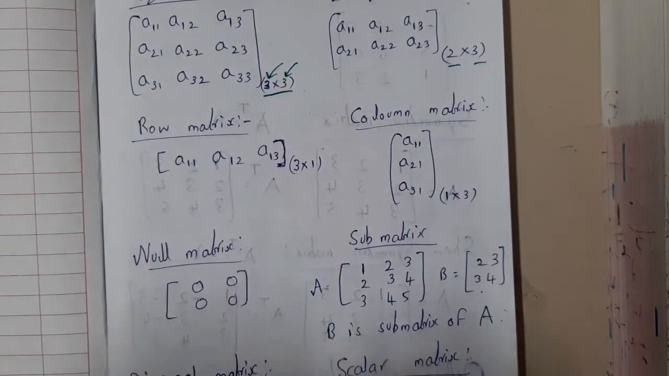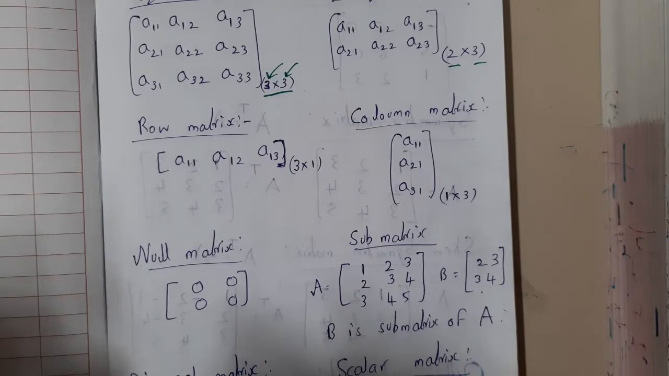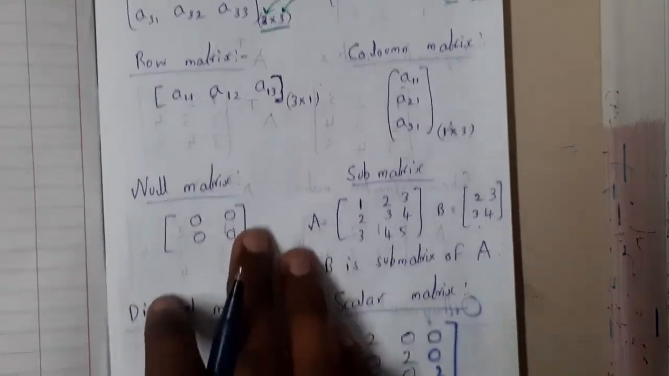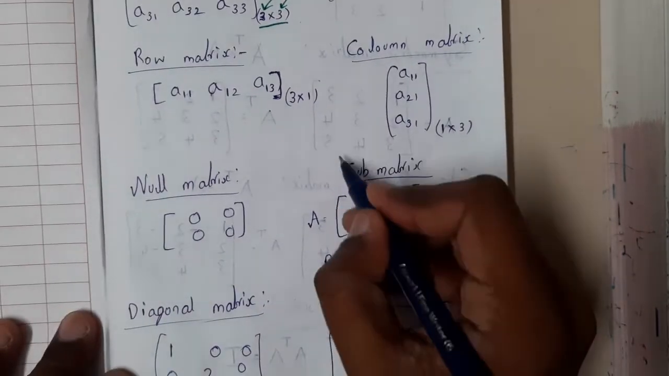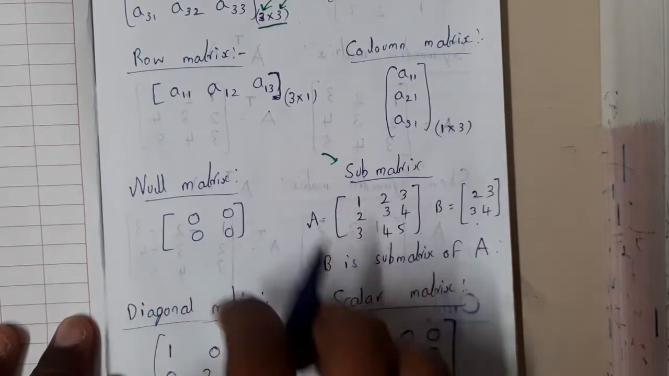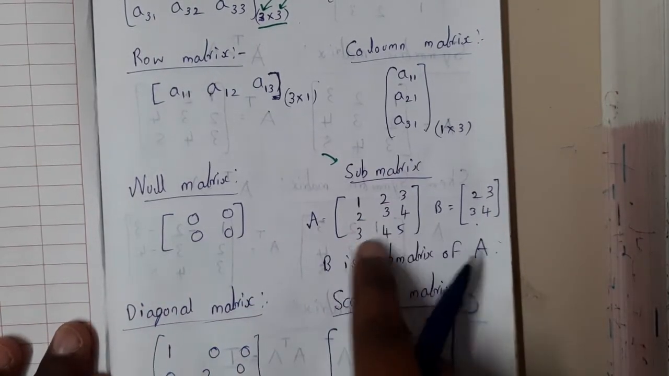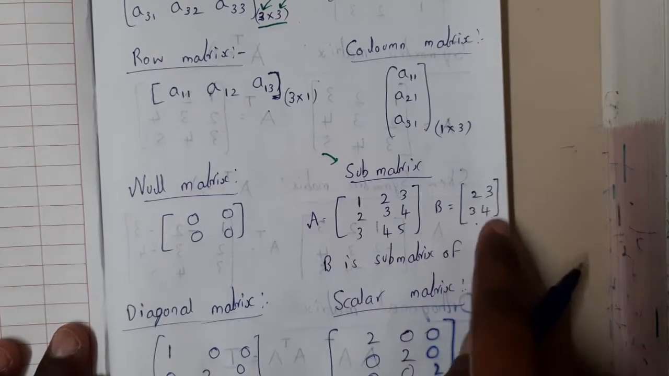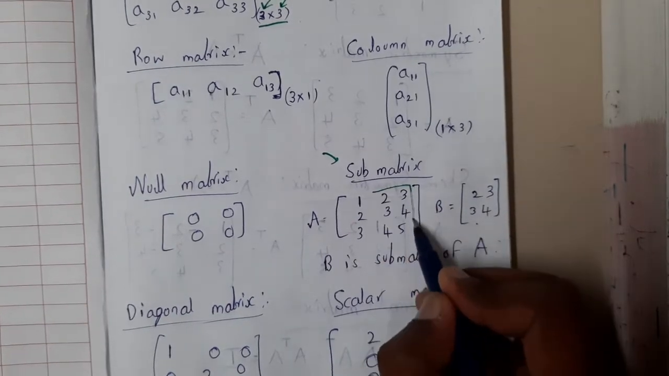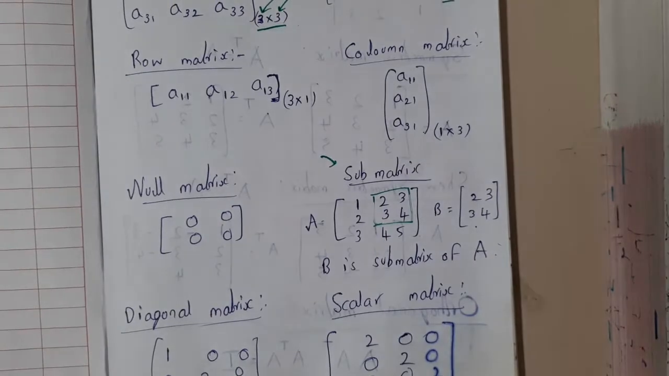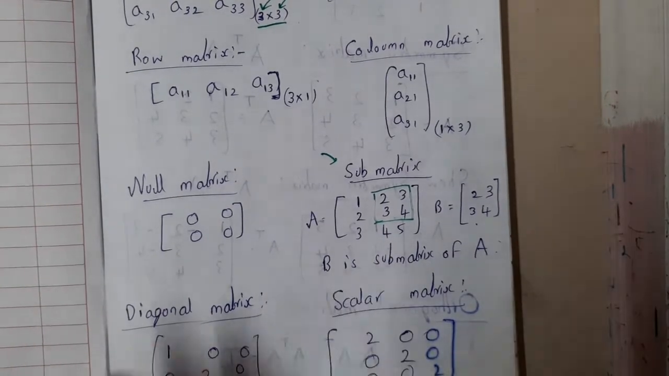Next, null matrix. Inside a matrix, if all the values are 0, it is called a null matrix. Sub matrix: a part of a matrix is called a sub matrix. If you observe here, A is 1 2 3, 2 3 4, 3 4 5, and B is 2 3 4, 3 4 5. Those values are present in A, so it is a part of a matrix, hence it is called a sub matrix.